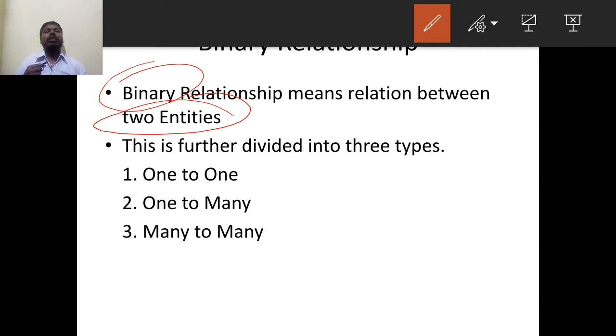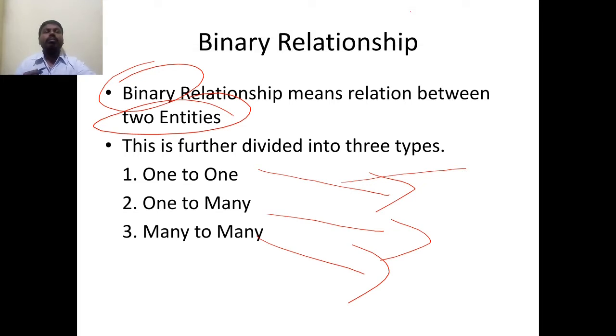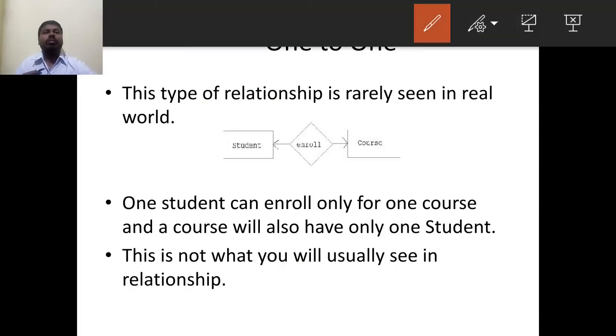So this is further divided into three types. The binary relationship is further divided into three types, which are one to one relationship, one to many relationship, and many to many relationship. So binary relationship is again further divided into three types: one to one, one to many, many to many. We will see one by one. First, one to one relationship.